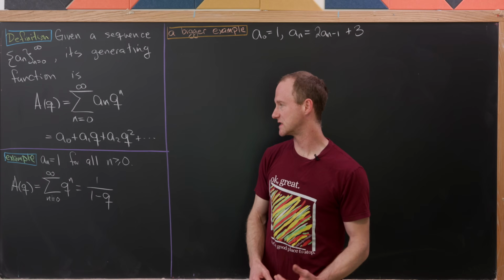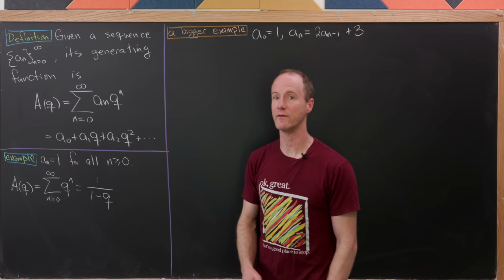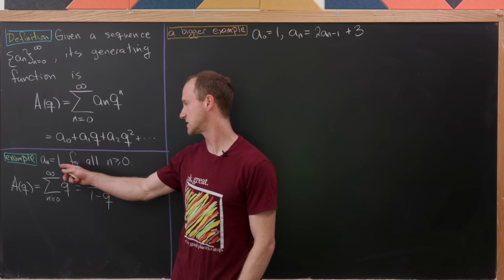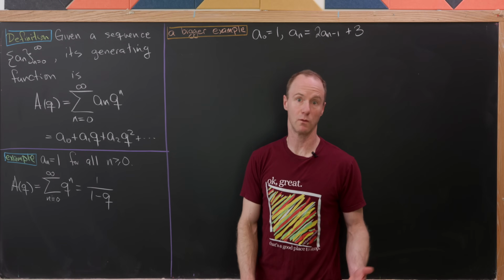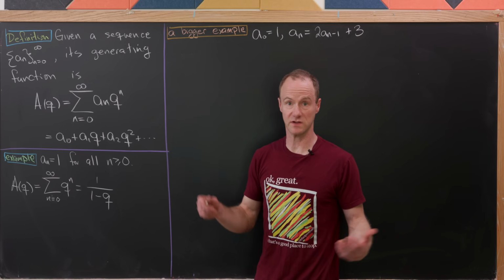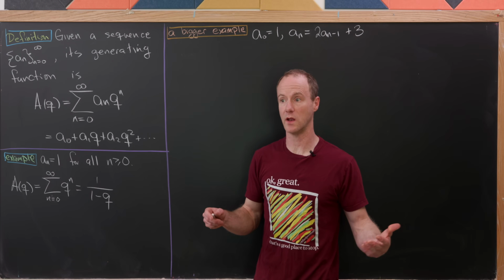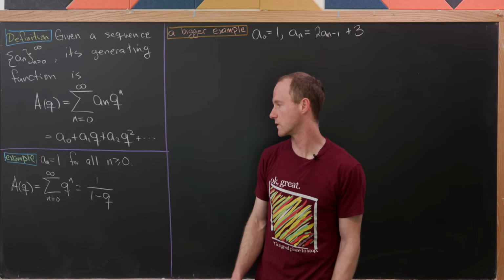So the simplest example would be, what happens if you have a constant sequence? For instance, if the sequence is just 1. In other words, if you list out the elements, it's 1, 1, 1, 1, and so on and so forth.